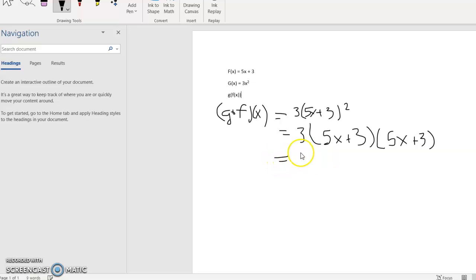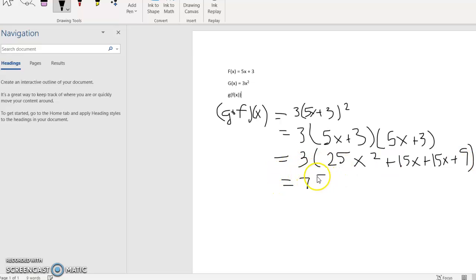So I'm going to multiply the 5x plus 3 times the 5x plus 3, and then I'll distribute the 3 afterwards. So we'll have 5x times 5x is 25x squared. 5x times 3 is 15x. 3 times 5x is 15x. And then 3 times 3 is 9. And now I'll distribute the 3, and after that I'll add like terms.